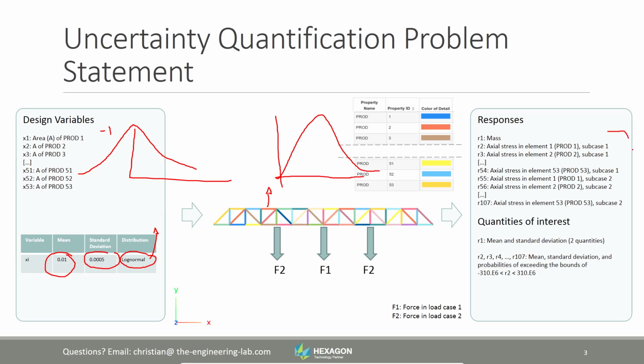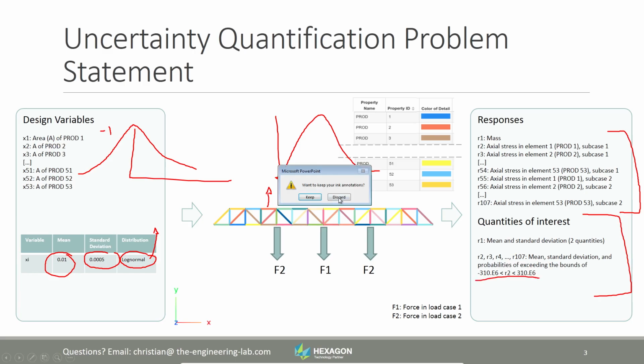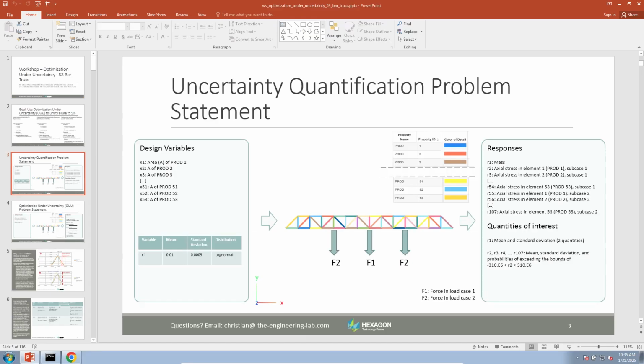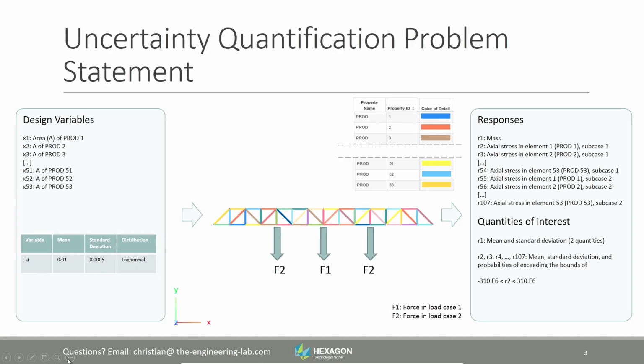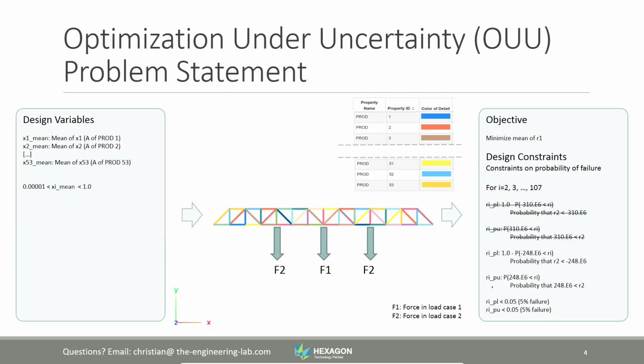Some of the quantities we want to track and monitor are the axial stresses in each of the 53 members. Some of the quantities of interest are the mean, standard deviation, and more importantly, the probabilities of exceeding the bounds on the axial stresses. The bounds that we want to use are the following. We want to make sure that the axial stress is between -310 and +310.